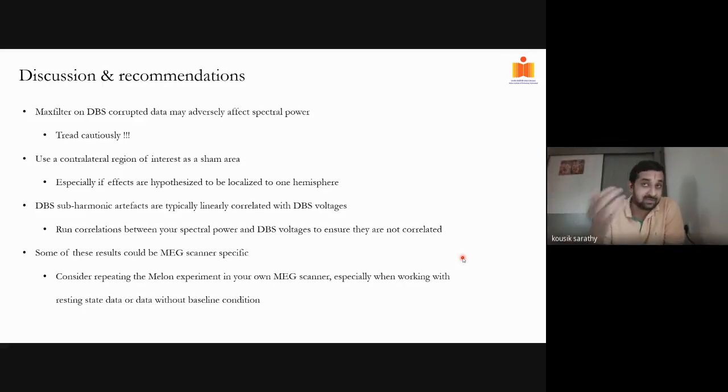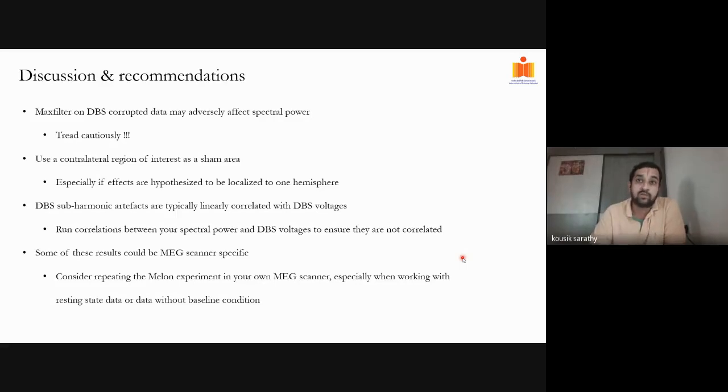Because of the study, we can see that the contralateral region is not equally affected. And you can also see that the DBS subharmonics are correlated with the DBS voltages. So this can be one more check that can be used. But we also have to be clear that some of these results might be MEG scanner specific, or they can be specific to the DBS stimulator that you use.